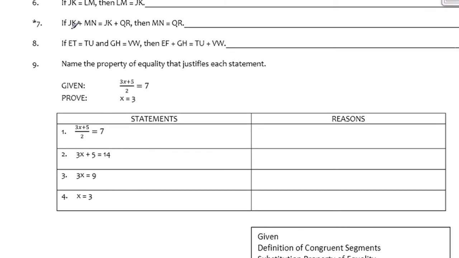Number 7, we have if jk plus mn equals jk plus qr, then mn equals qr. So what happens between our hypothesis and our conclusion? Well, the jk is missing from our conclusion. So we have lost jk, or subtracted jk, from both sides of our equation, and we're left with mn equals qr here. So what allows us to do that is to subtract jk from both sides of the equation. That's the subtraction property.